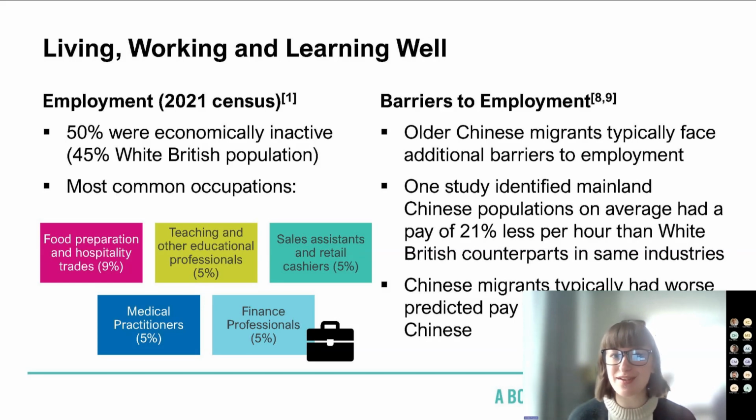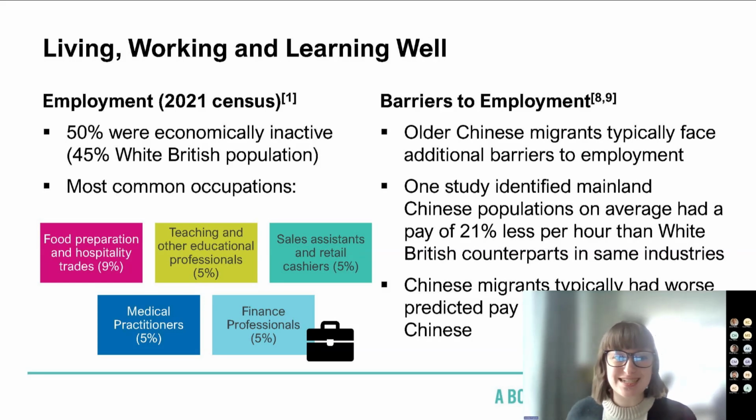There were also big inequalities found in pay within the same industries. So one of the studies highlighted in the report found that migrants from mainland China had on average a pay of 21% less than their white British counterparts in the same industries. So that experience of poor employment is going to be much higher among the Chinese population. Typically, those that were British-born Chinese had better pay than those that were Chinese migrants, but all Chinese populations had worse pay outcomes in the same industries compared to their white British counterparts. So that inequality faced in employment and potential discrimination faced in the workplace was one of the big barriers that we identified in this report.